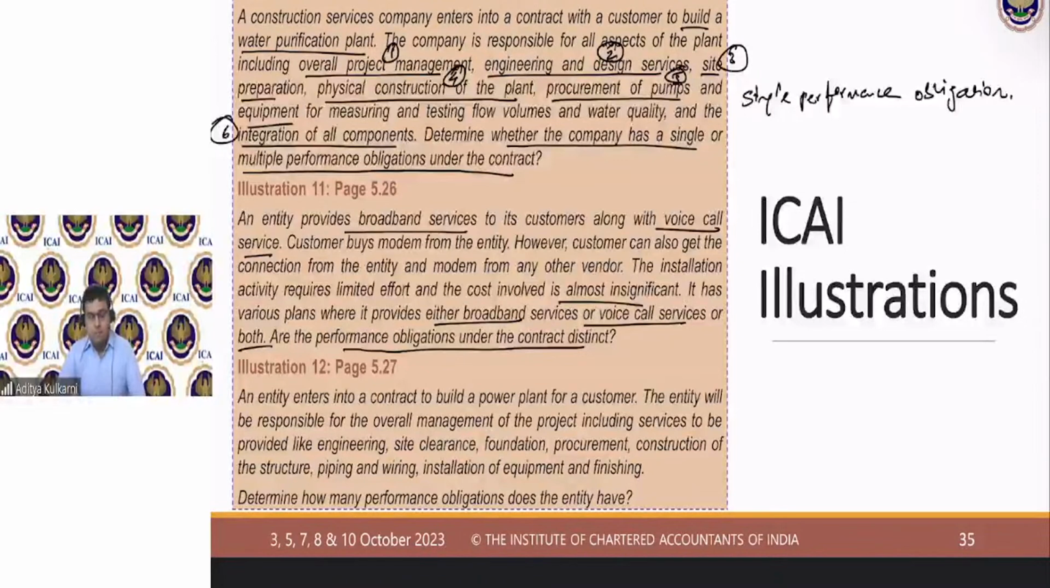You are not paying for construction of a slab. You are paying for construction for the developed flat being given to you. And that is when you will book the revenue. Okay. All right. Fine.